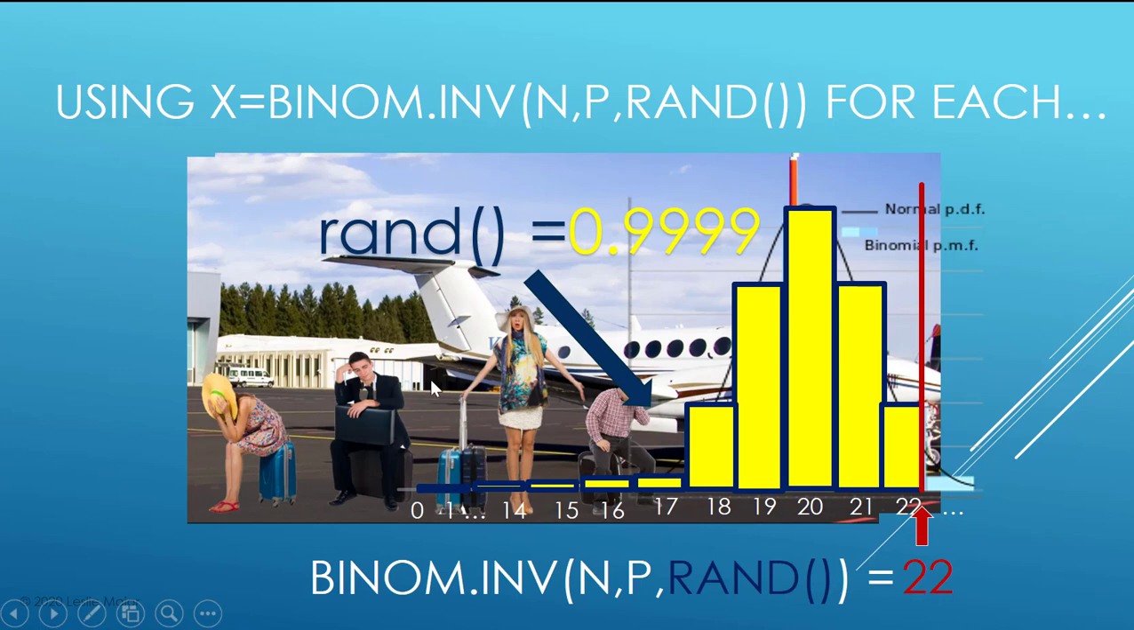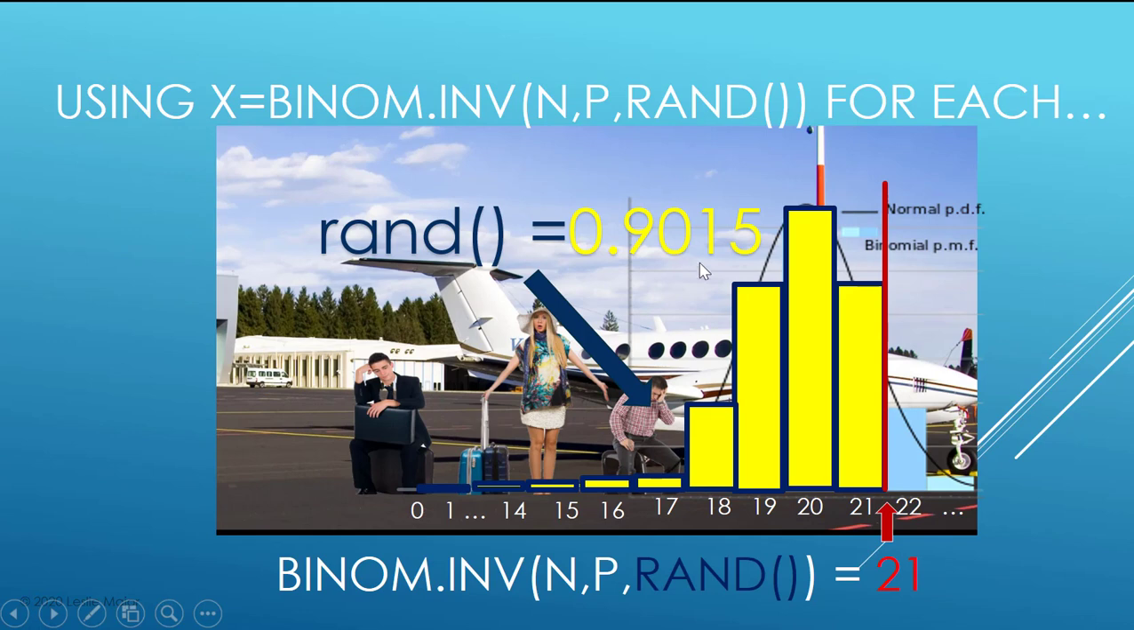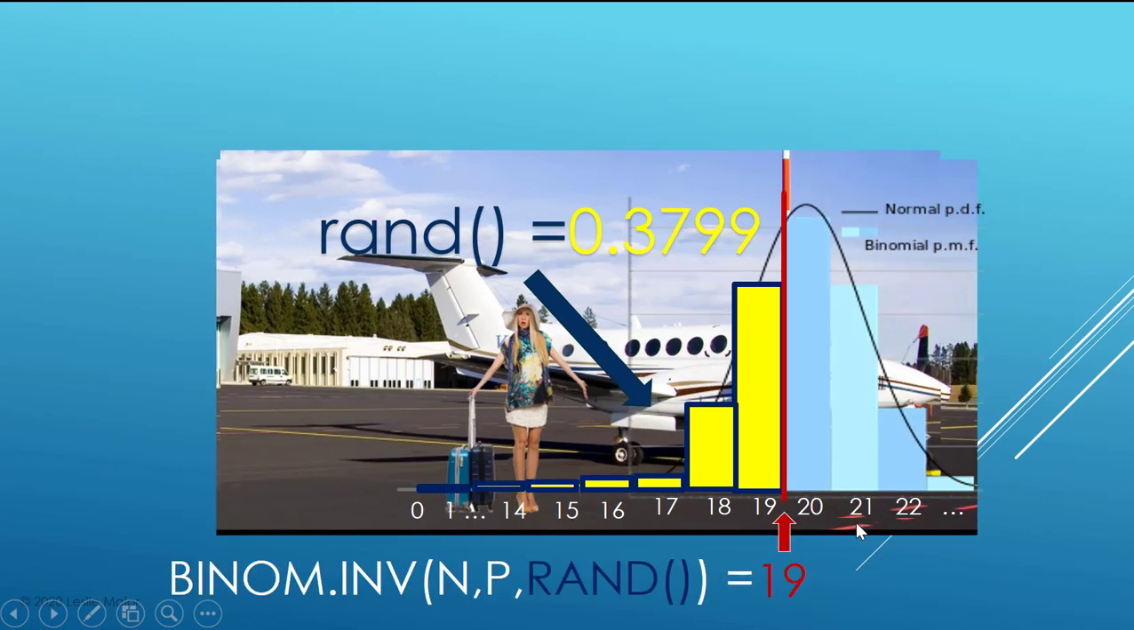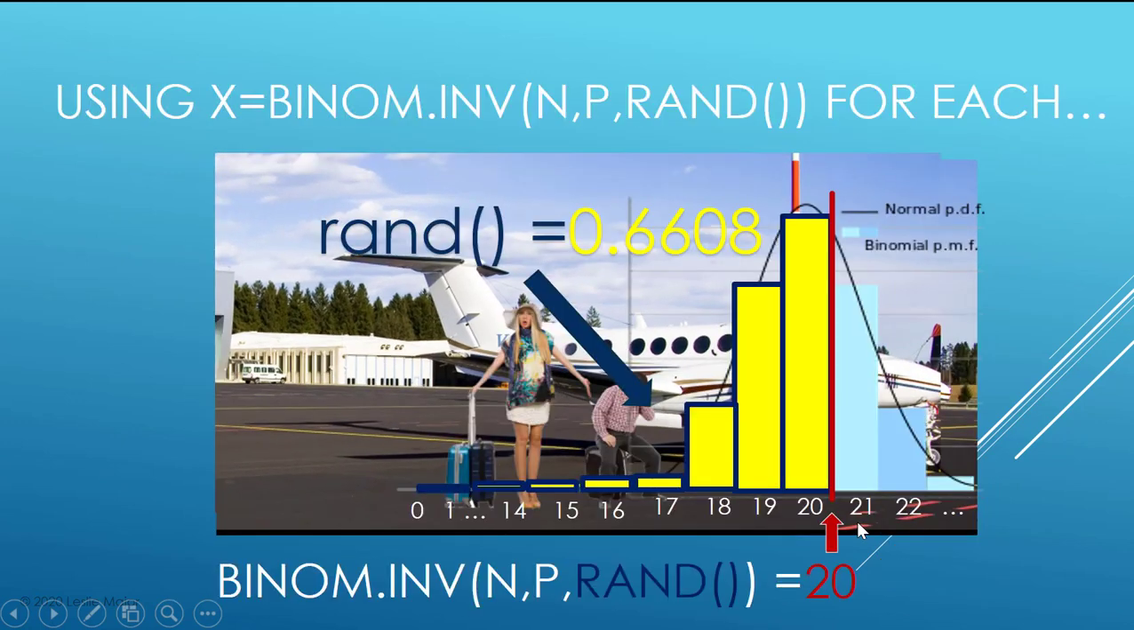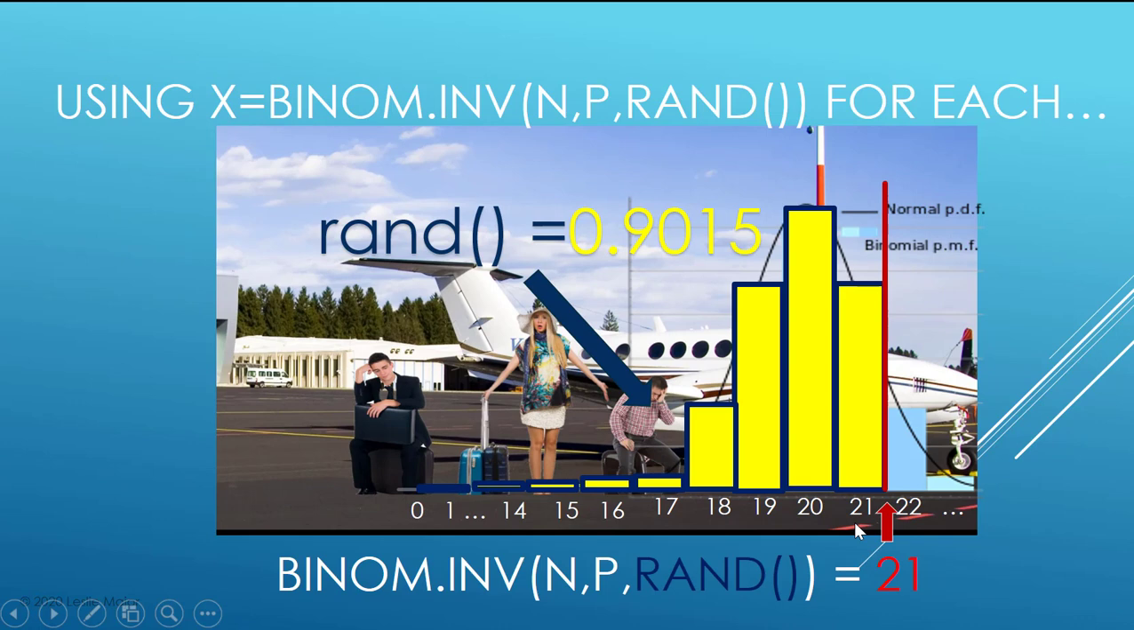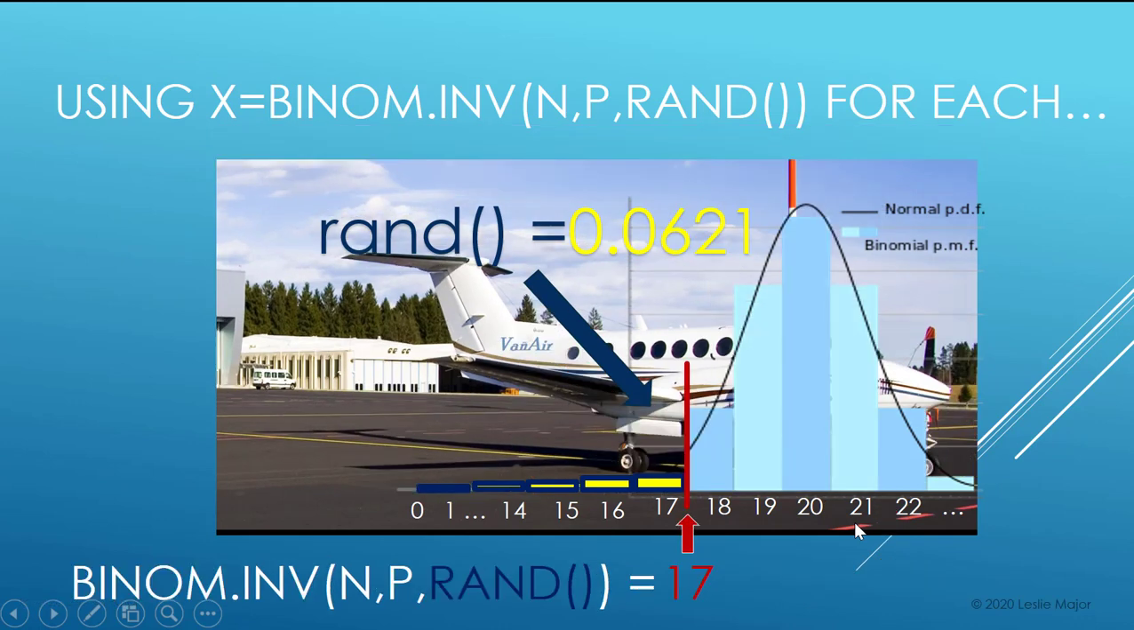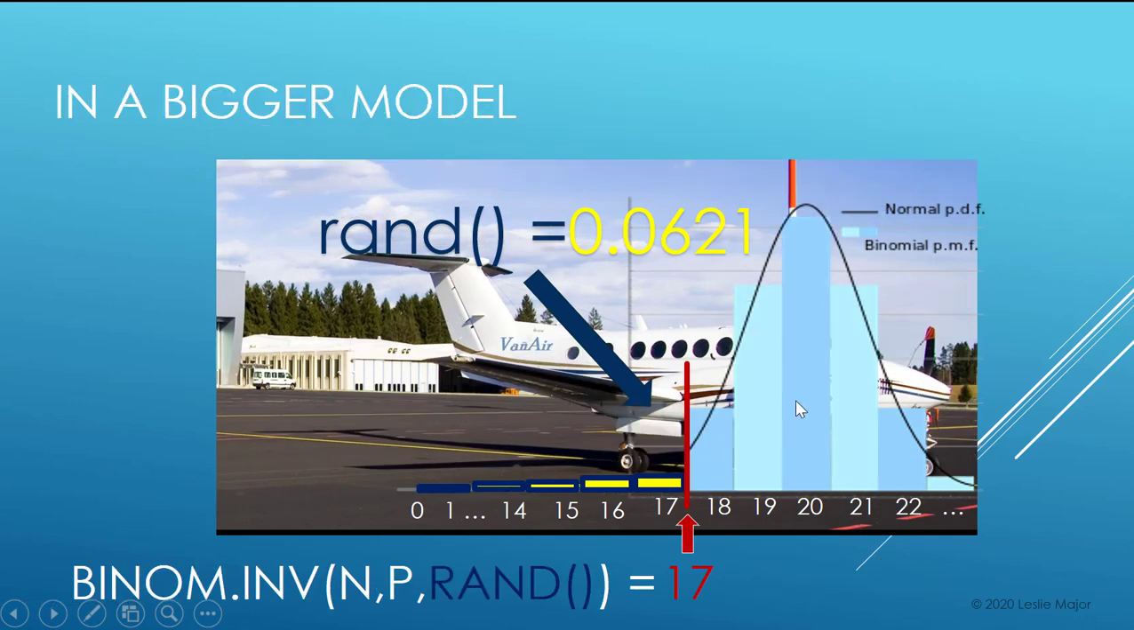That's 4 overbooked. Next time we could run it and get 0.9 for Rand. That would give us 21 in our binomial.inv call. So you can just keep rerunning this and it'll get you different numbers of people who show up every time. And you can use those values in a simulation to see what's going to happen with your flight.